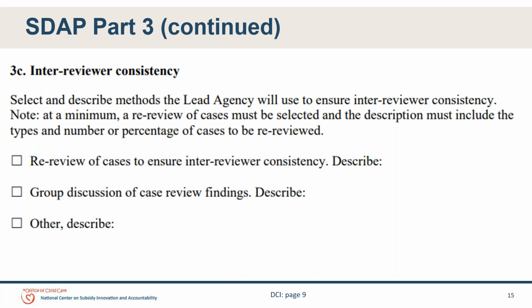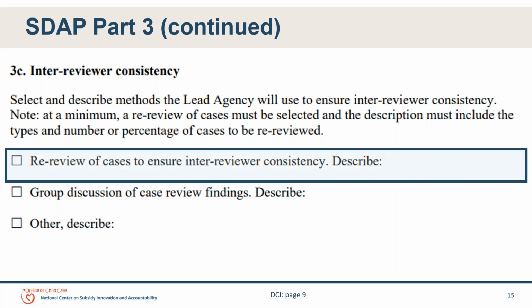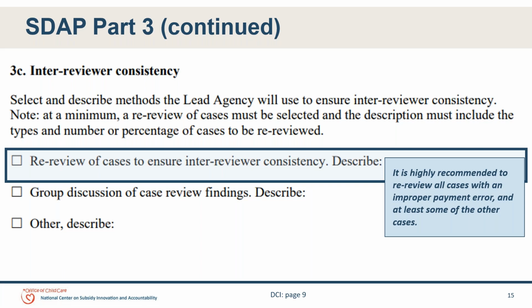Three C is on inter-reviewer consistency. You're going to select the box or boxes that describe the methods you'll use to ensure inter-reviewer consistency. You must have some re-review of cases. So that box must be checked, and then we ask that you describe which cases are going to get a re-review. We highly recommend to re-review all of the cases that have an improper payment error and at least some of the other cases. So whatever you do decide, you're going to just describe that here.